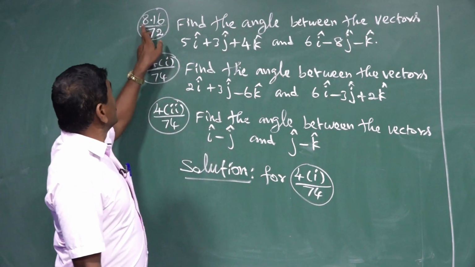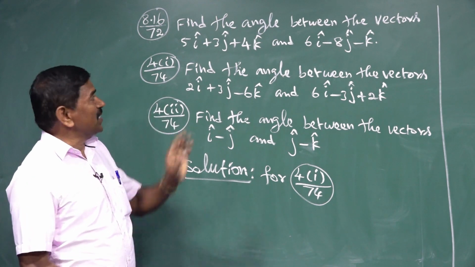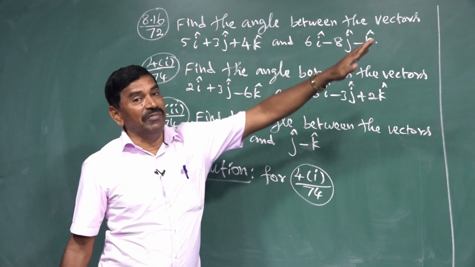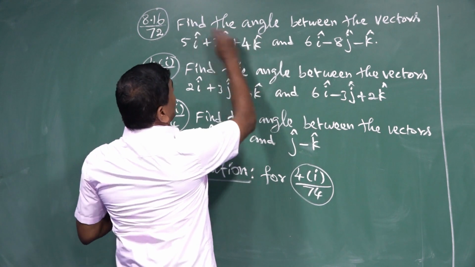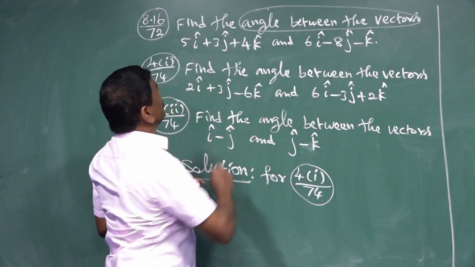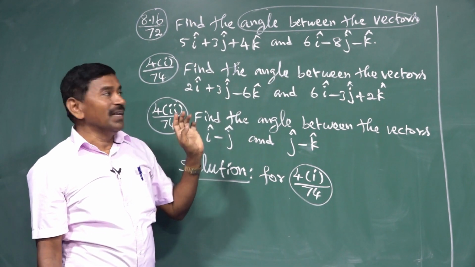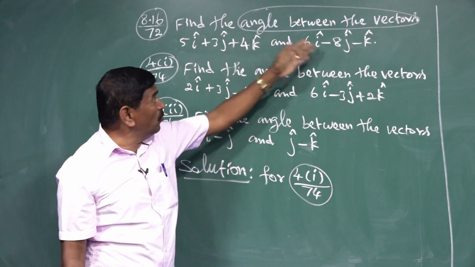Children listen. Now example 8.16, page number 72. Listen to the question. Find the angle between the vectors. How many vectors? Yes, there are two vectors. Find the angle between the two vectors.